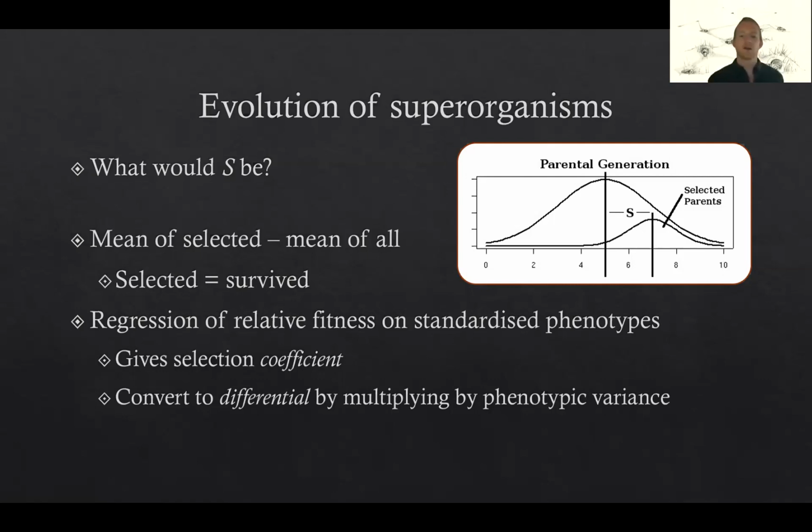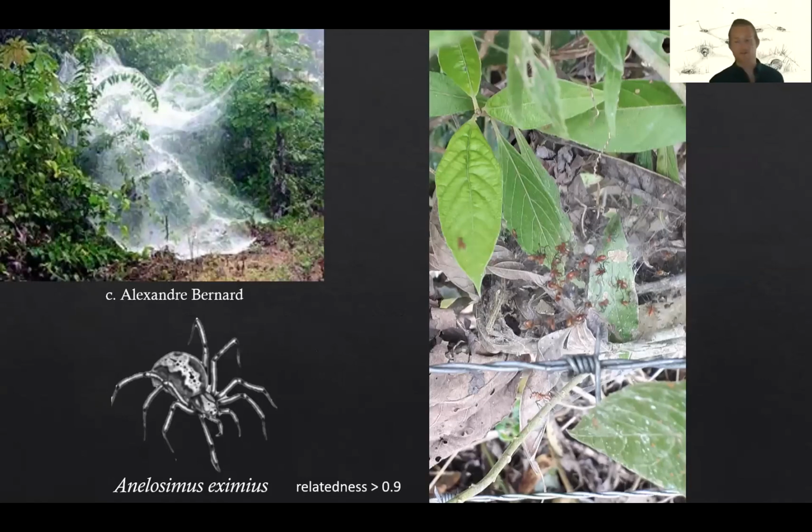So I wanted to try and estimate this selection differential for social spiders. The picture on the right is terrible, and that's because it's mine. But you can just about see these little red dots with legs, and they're these social spiders of the species Analytis xenos hanging out in a group here.